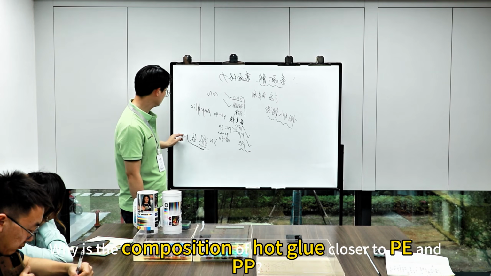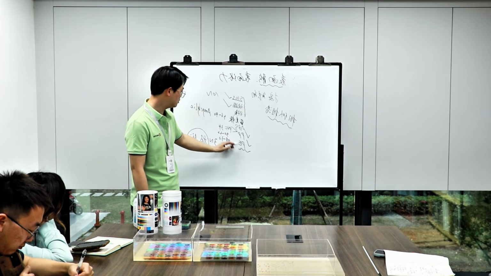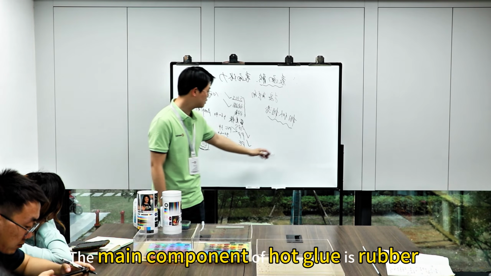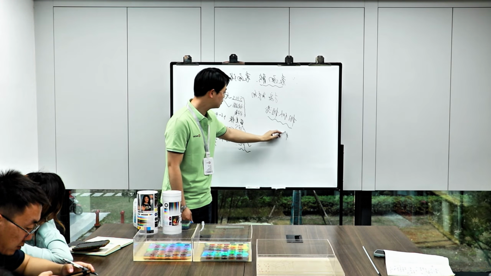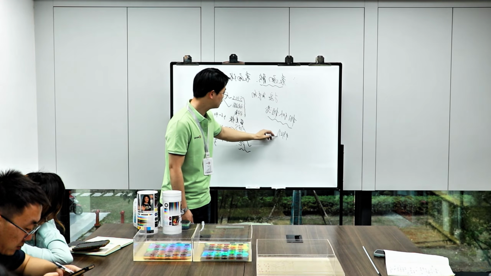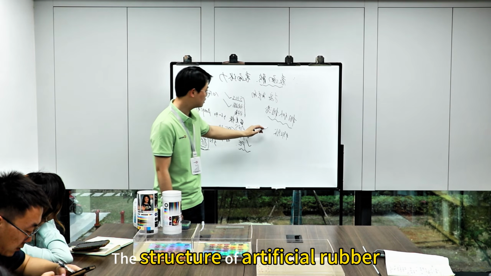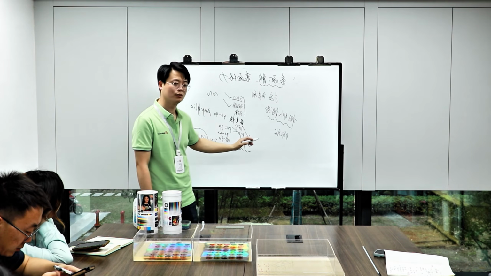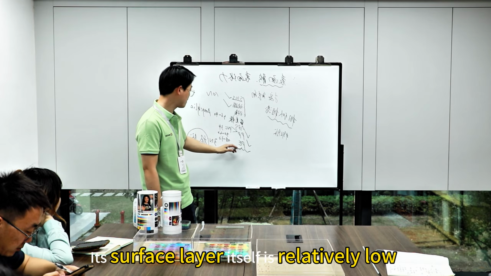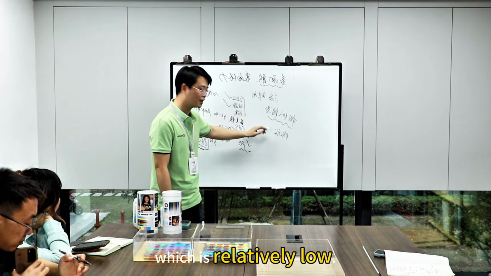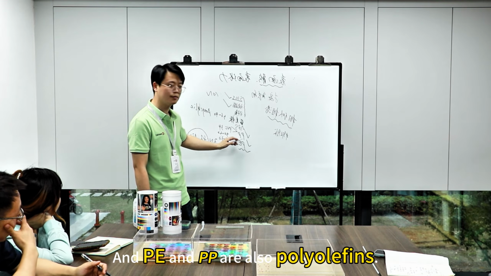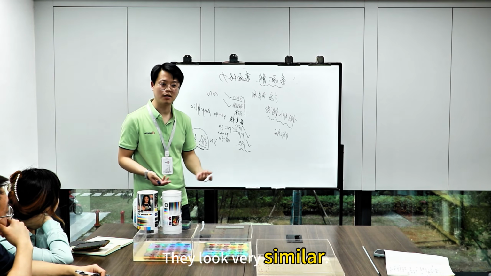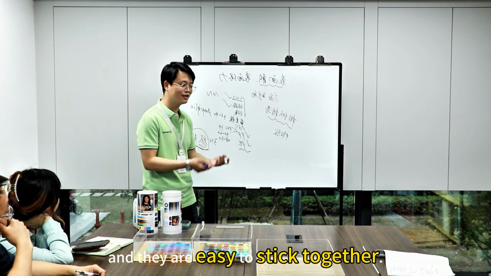Why is the composition of hot glue closer to PE and PP, but different from acrylic? The main component of hot glue is rubber, artificial rubber. The structure of artificial rubber is actually polyvinyl chloride based. Its surface energy itself is relatively low, and PE and PP are also polyolefins. Their structures are very similar, which is like dissolves like. They look very similar, and they are easy to stick together.